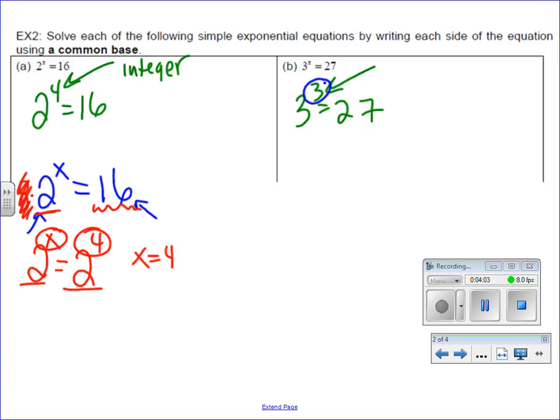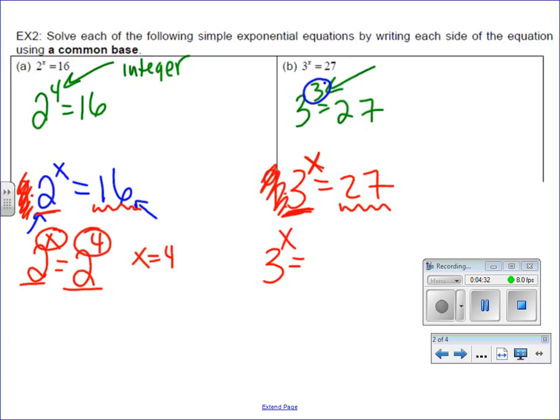Let's do the same thing for B. So we have 3 to the x equals 27. Okay, well I can't make the 3 into a bigger number, so I can't make the 3 into 27 by multiplying by 9. That's not going to work. A lot of people are going to want to do this. I can't do that because this 3 is a base of an exponent and has that exponent of x there. What I can do is try to rewrite 27 as 3 to some power. Okay, well I can write 27 as 3 to the 3rd power. Since these bases are the same, x equals 3.